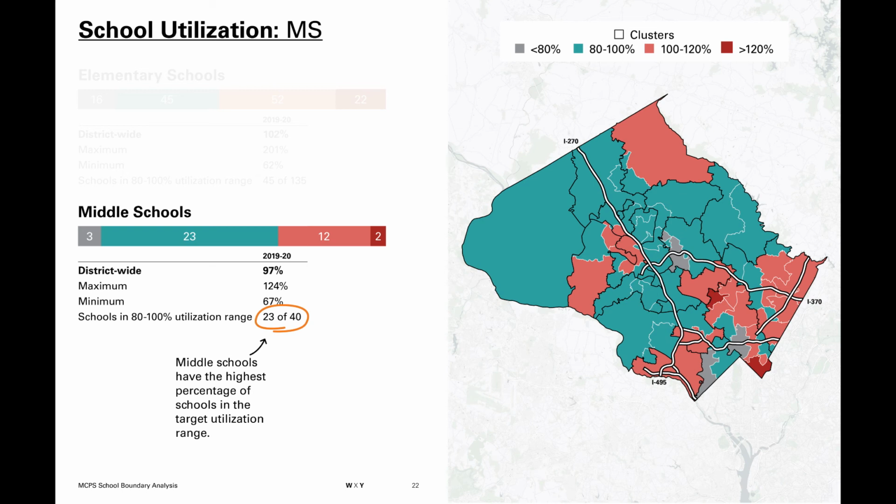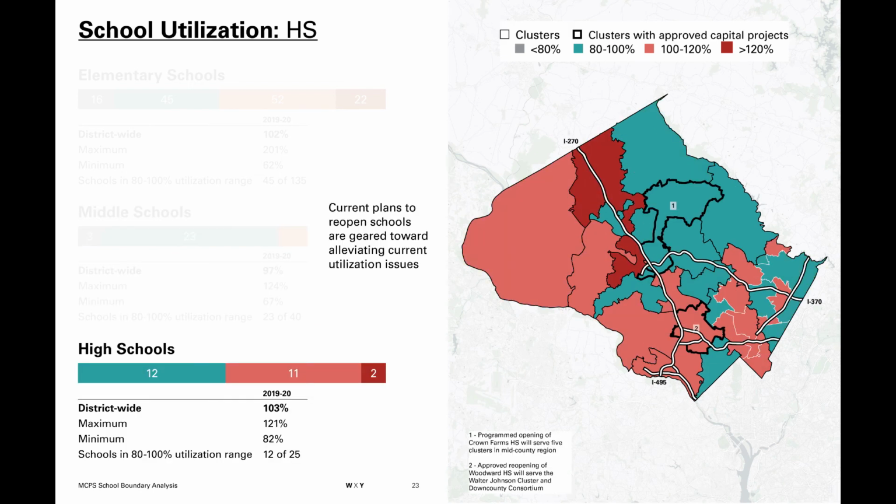Only 23 of the 40 middle schools in Montgomery County fit within the target utilization rate of 80 to 100%. That means almost half of the schools in Montgomery County are either underutilized or overutilized, many of which on the middle school level are overutilized. At the high school level, once again, we see many adjacencies between underutilized or target level utilization schools and overutilized schools.